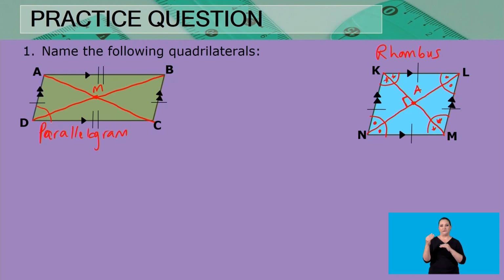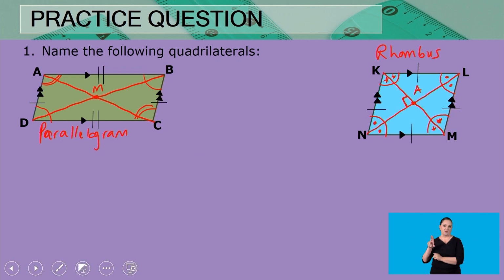And the last thing about a parallelogram is that the opposite angles are equal as well. So let's not forget that those opposite angles are equal. This means that angle D is equal to angle B, and this means that angle A is equal to angle C. And of course, this will also apply for a rhombus as well.